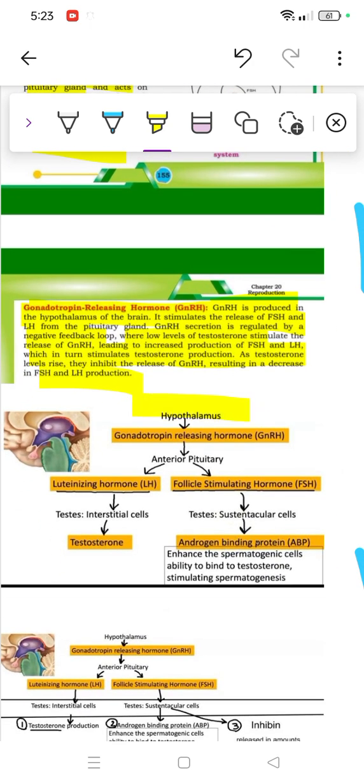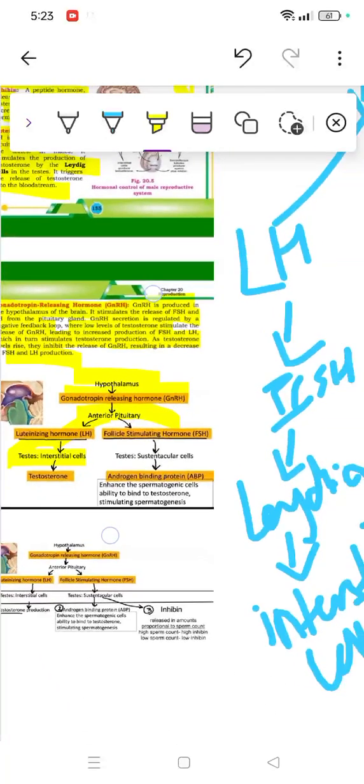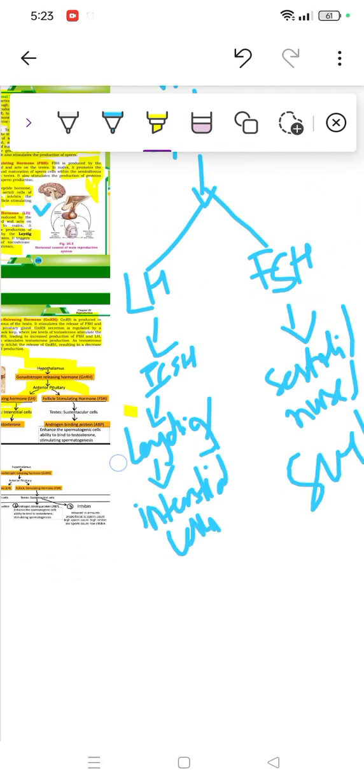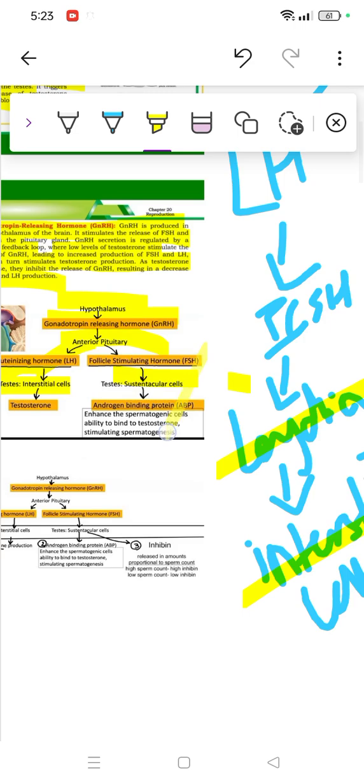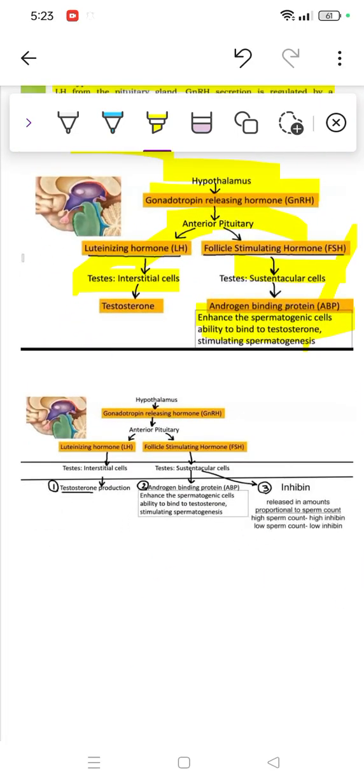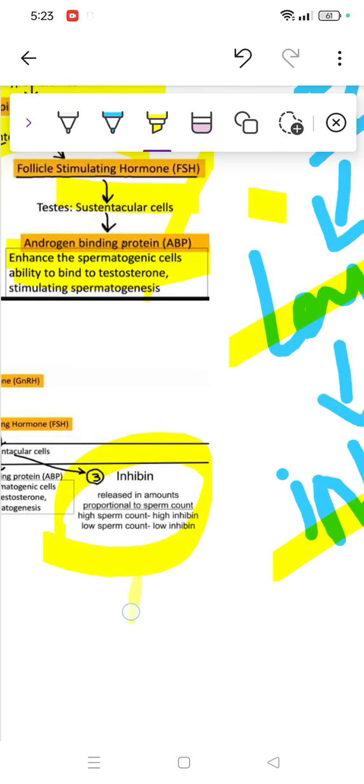So the hypothalamus releases gonadotropin releasing hormone, and the anterior pituitary releases these two hormones. LH, which I mentioned here, is also called interstitial cell stimulating hormone, acting on Leydig cells. Here we have the Sertoli cells, the nurse cells, which have many functions. And here comes inhibin. Inhibin is an amount which is proportional to sperm count. High sperm count means there would be high inhibition. Inhibition simply means to stop something.